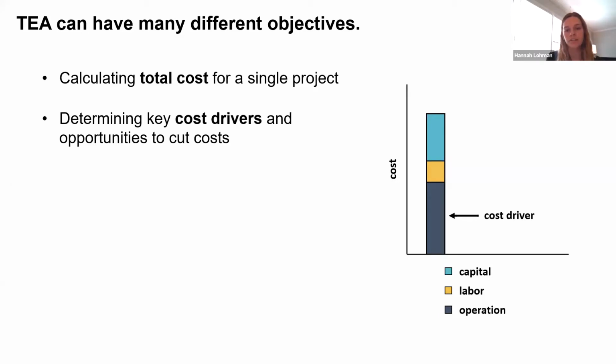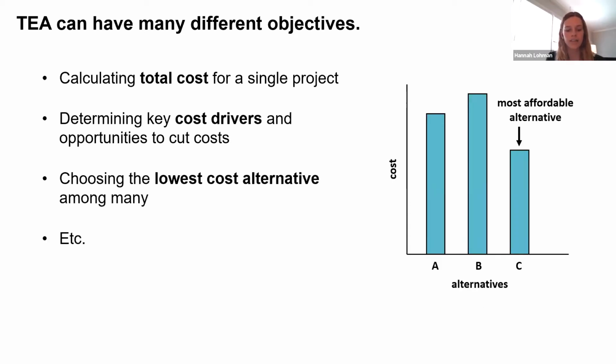You can see that the largest chunk of the bar is related to operation. So you could understand that operation is potentially driving the costs and you want to figure out how to reduce those operation costs. And then you can also choose the lowest cost alternative of many. Here you might have 3 different projects that you're comparing and you want to figure out which is the most affordable project. You can see that C has the cheapest cost, so that might be the project that you want to choose. And then there are a lot of other objectives you could identify based on your project needs.